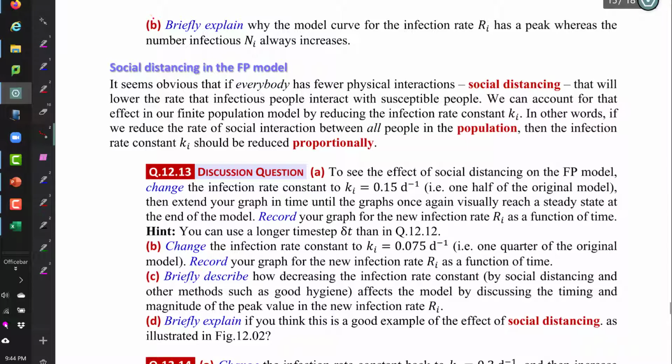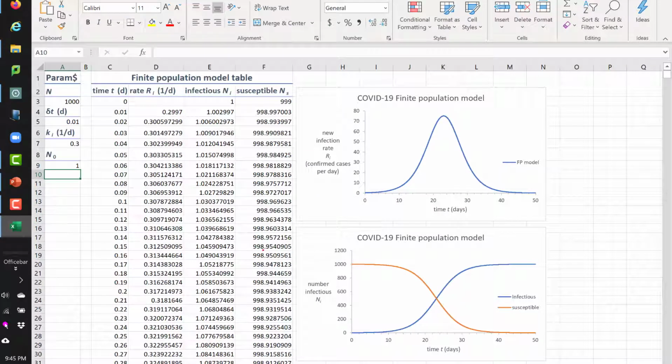Then part B is you are expected to figure out why the curve for RI has a peak, whereas NI always increases. So let's just go back to Excel and look at that. The idea here is that this curve has a peak, but this curve, the blue curve down here, for the number infectious, always increases. So if you think about it and you understand the model, you should be able to answer that question. I don't think it's too hard.